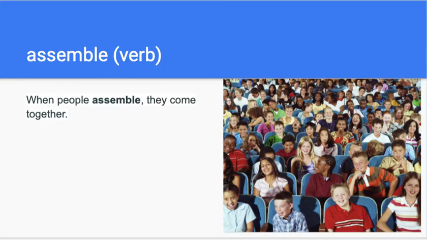So in this particular picture, something that we haven't seen in a while is students assembling in a room, and when they do, we usually begin the program or a play or a concert, whatever it might be.